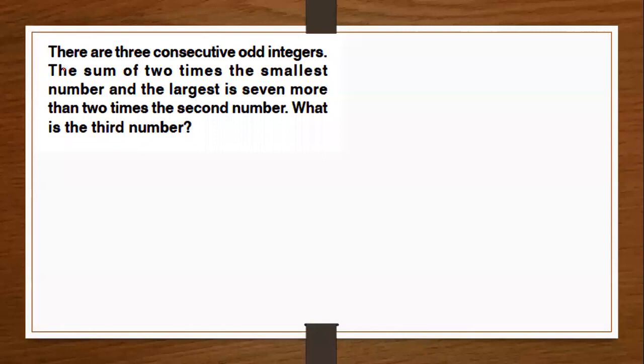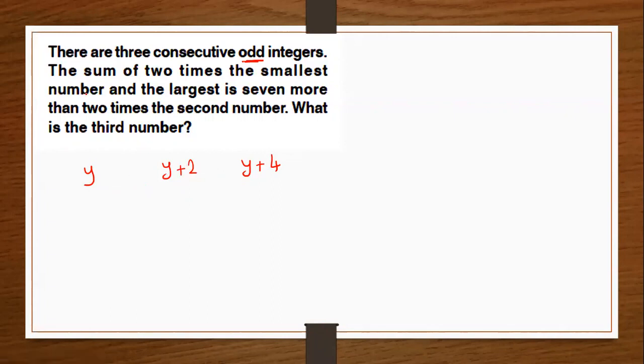So my next question is saying that there are three consecutive odd integers. The sum of 2 times the smallest number and the largest number is 7 more than 2 times the second number. What is the third number? First of all, the question was saying three consecutive odd numbers. Now, let's say for the first one, y. The first one is y, second one is going to be y plus 2, and third one is going to be y plus 4, as consecutive odd and even numbers are increasing by 2. Remember, I explained to you.